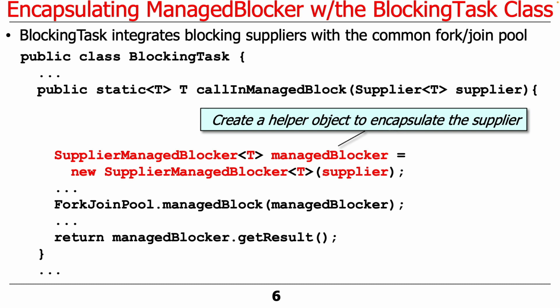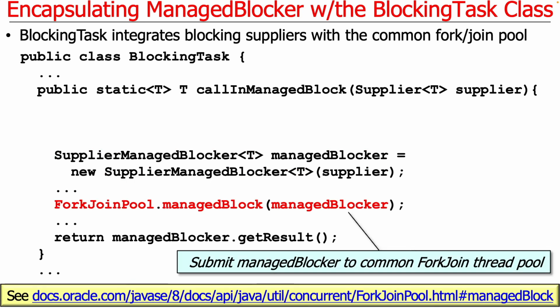The way it works is it creates a helper object, which we're going to look at in a second, called SupplierManagedBlocker. And we give that the supplier parameter. So we pass it a supplier. That's going to get encapsulated in this object. And once we've made this object, we then say ForkJoinPool.managedBlock, and that submits that to the ForkJoinPool, whatever one happens to be calling. We're using the common ForkJoinPool here, but you could use it for other ones as well. And this is going to block until the operation that we passed it is done.